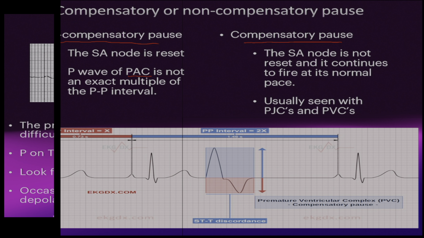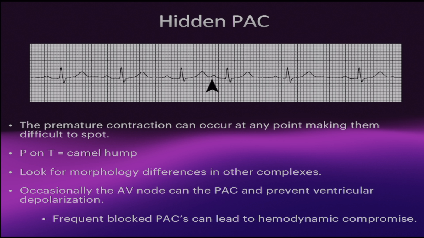In some cases, a PAC can be difficult to spot, and that's because it can occur at any point in the ECG rhythm. So look for some subtle clues, like a P wave that is occurring on the T wave, like you see here. So just like in a tachycardia, sometimes we can see the P wave superimposed into the preceding T wave, creating this camel hump appearance. So look for things like that.